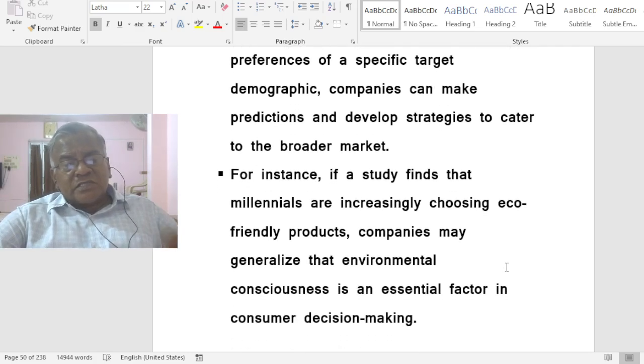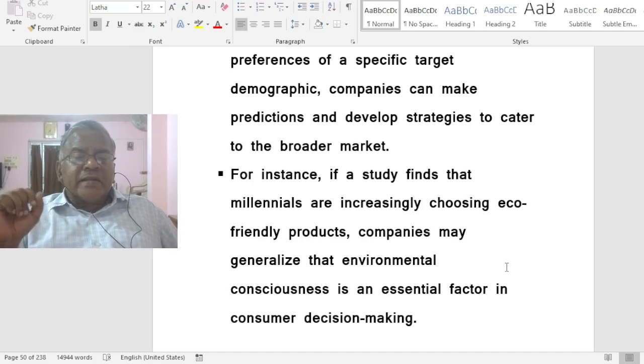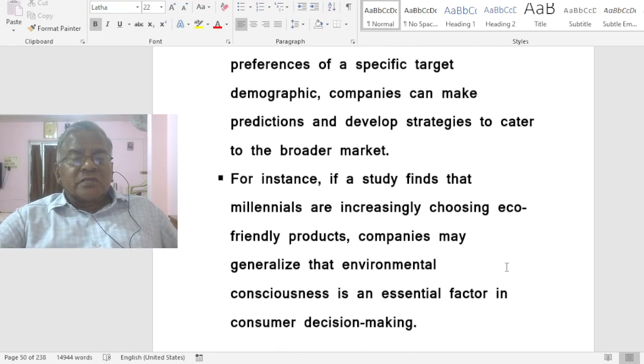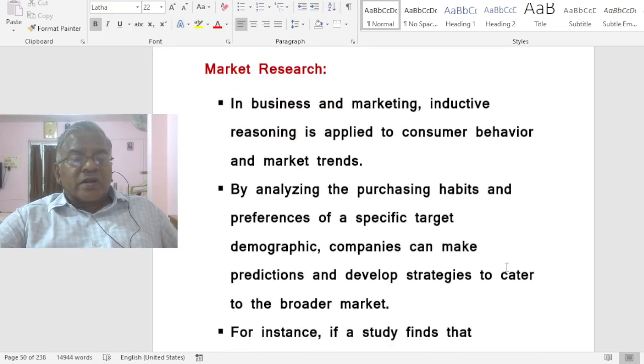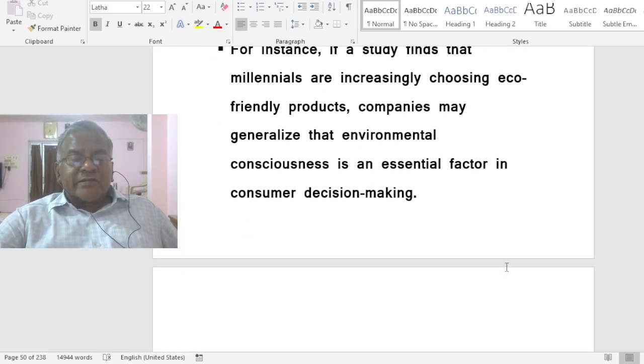For instance, if a study finds that millennials are increasingly choosing eco-friendly products, companies may generalize that environmental consciousness is an essential factor in consumer decision making. So this is how, in market research, we are using inductive reasoning.